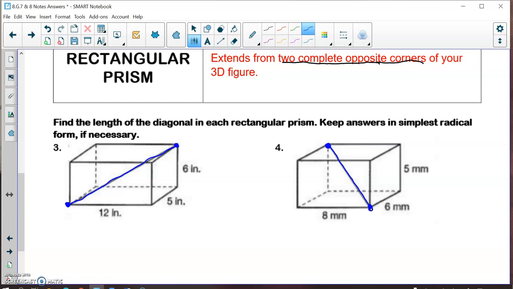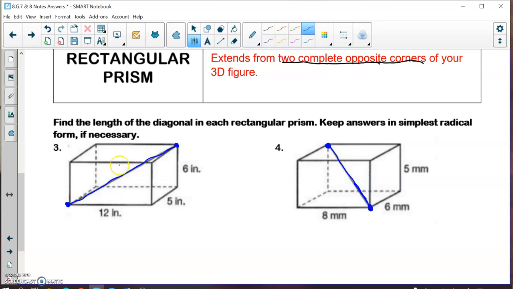Now, the diagonal can start anywhere. For example, maybe you started it at the top left front corner and went through your rectangular prism all the way to the bottom right back corner. That's okay. It's up to you where you want to start your diagonal, but they actually drew the diagonal in for you for numbers 3 and 4.